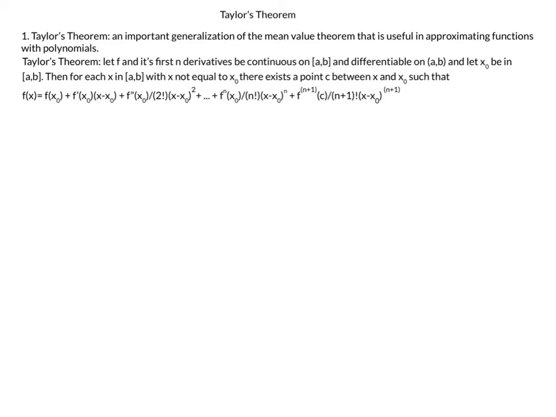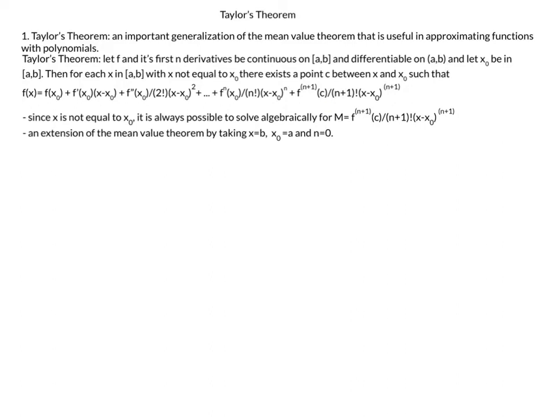The formula is quite long, but it's not that hard to memorize because if you notice, when you're at the nth derivative, you divide by n factorial, and the exponent on the (x minus x naught) is n. So for example, when you're on the second derivative, you divide by 2 factorial, and the exponent on (x minus x naught) is equal to 2.